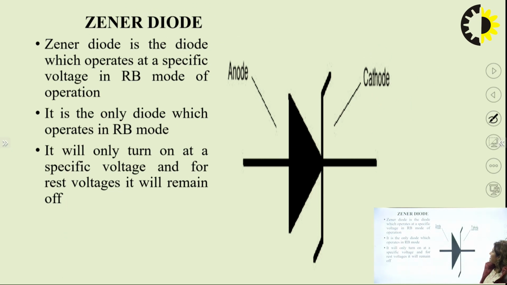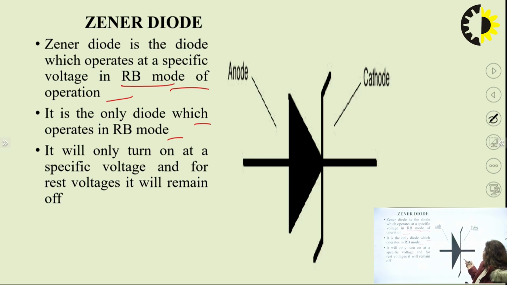So next we have the symbol. We have already discussed that Zener diode is a diode which operates at a specific voltage in reverse mode of operation. So this is the major point, that it works only in reverse mode of operation. It is the only diode which operates in reverse bias. It will only turn on at a specific voltage, and for the rest of the voltages it will remain off. So until you reach a particular point, that is the breakdown voltage or Zener breakdown voltage, only then will the current increase abruptly or sharply. Before that the current is almost zero.